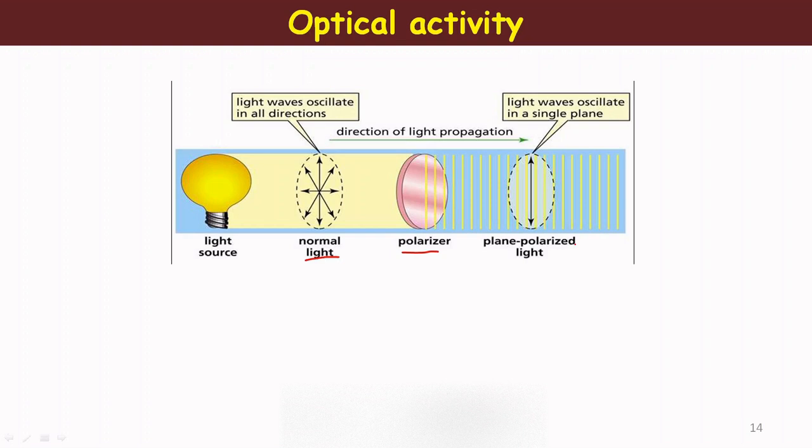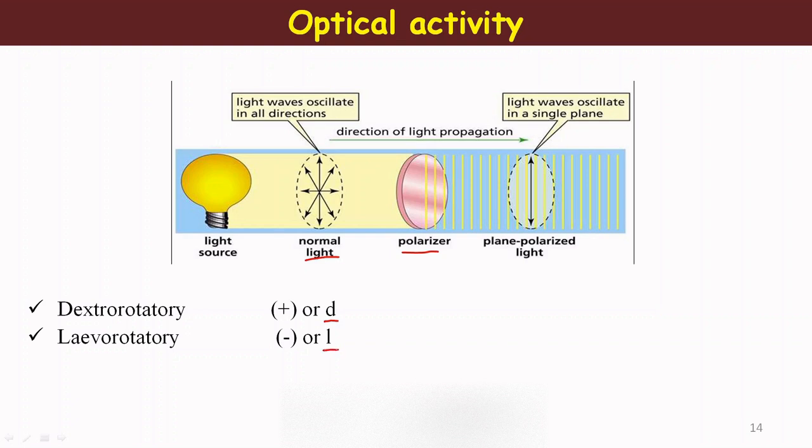Compounds which rotate the plane polarized light are called optically active compounds, and this property is known as optical activity. Rotation of plane polarized light can be of two types, dextrorotatory and levorotatory. Compounds that rotate plane polarized light to the right are called dextrorotatory. In Latin, dexter means right. That's why it's called dextrorotatory, and it is denoted by the letter D or by the symbol plus. Compounds that rotate plane polarized light to the left are called levorotatory. In Latin, laevus means left. Hence, it is denoted by the symbol L or with the symbol minus.